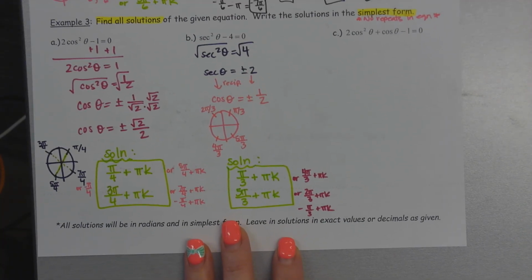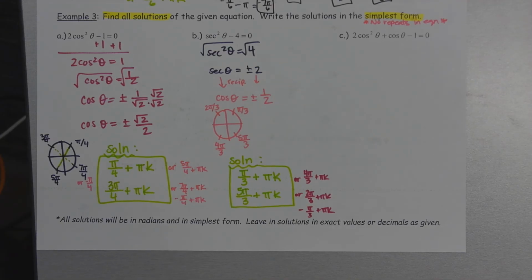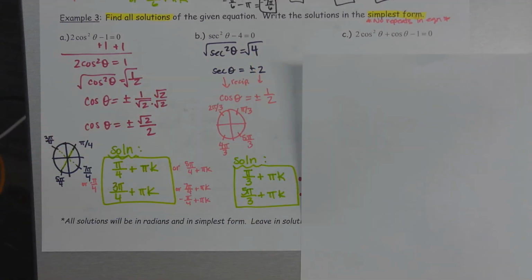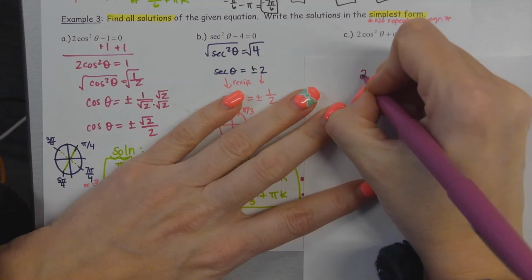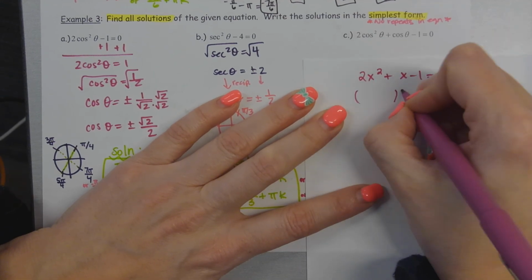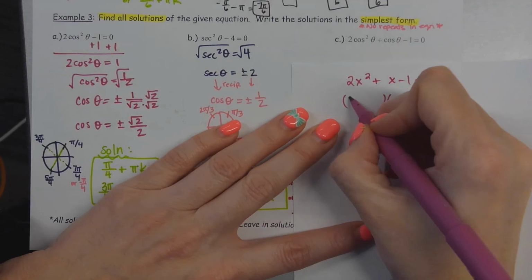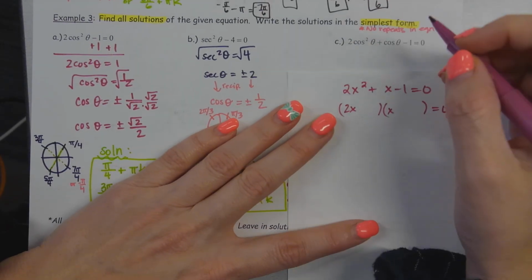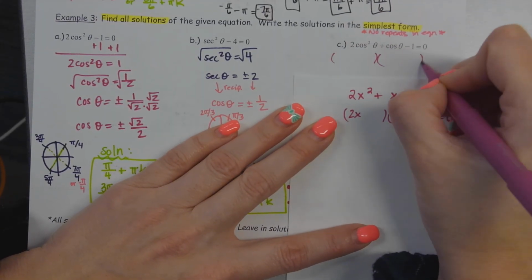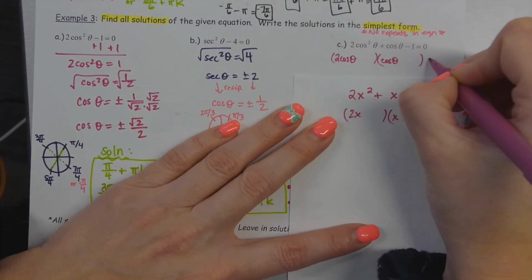All right, part C is a little bit different. What do we have to do for this one, you guys think? Factor. We are going to factor. If it's a little bit easier for you, you can first factor 2x squared plus x minus 1. The way to get 2x squared is to have 2x and x. So for this, we're going to have 2 times the cosine of theta and the cosine of theta.